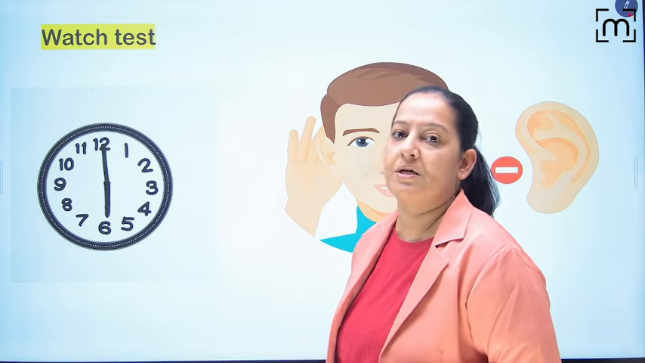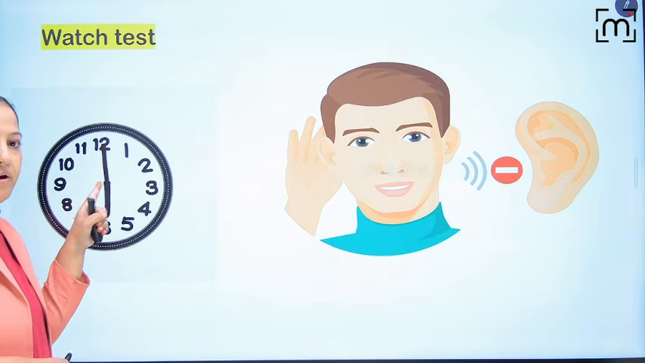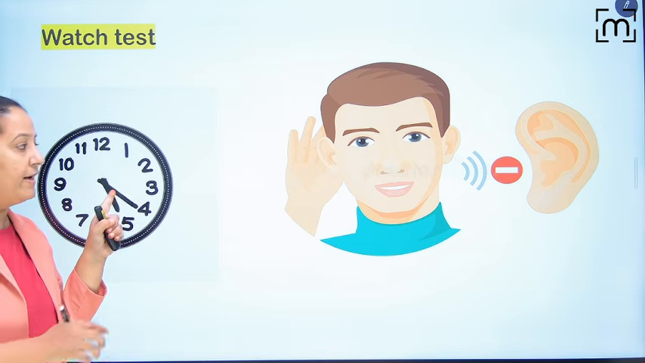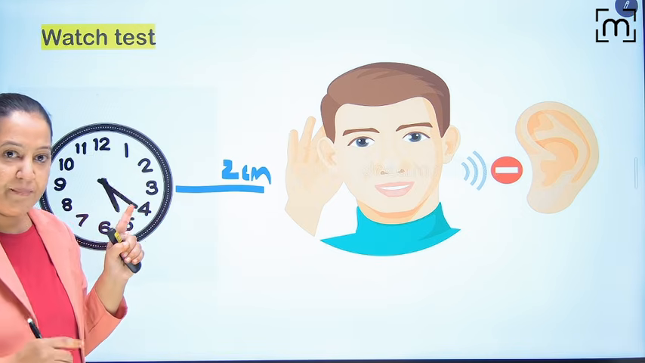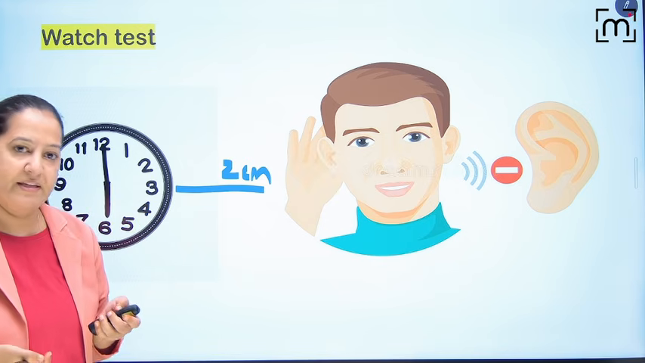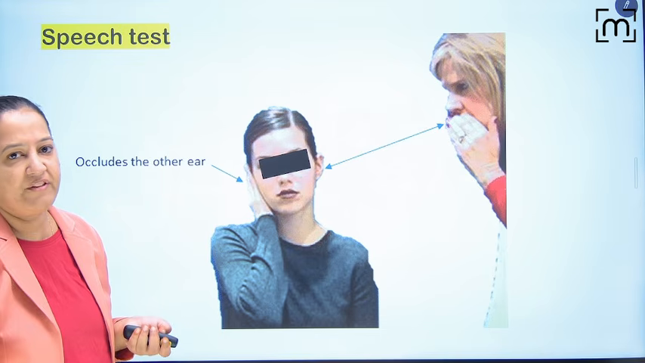Second test is the watch test. We will take a clicking watch and put it in front of the EAC, 2 centimeters away from the EAC, and ask the patient whether they can hear the clicking sound, yes or no. Again, it's a rough screening test, obsolete nowadays, and we don't use it.